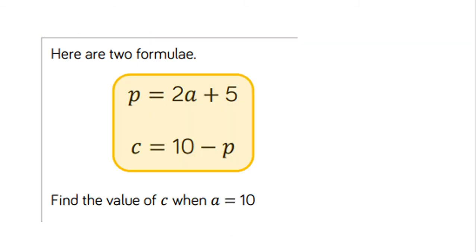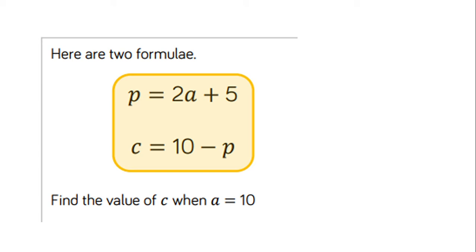So here are two formulae. P equals 2a plus 5, and C equals 10 minus P. Find the value of C when A equals 10. Okay, pause the video, I'll come back to you in a moment.